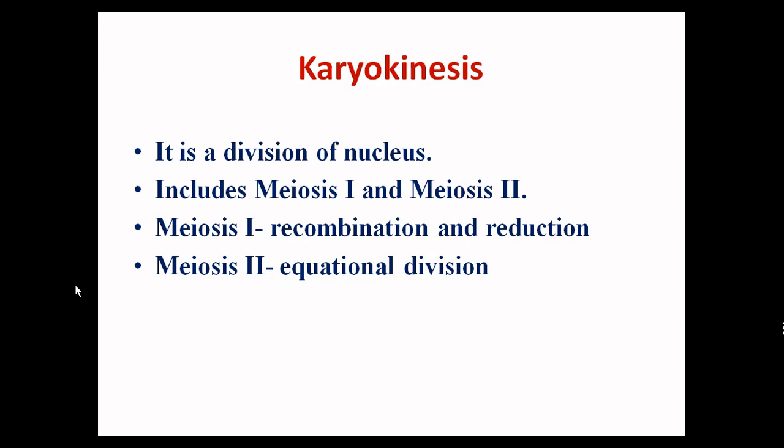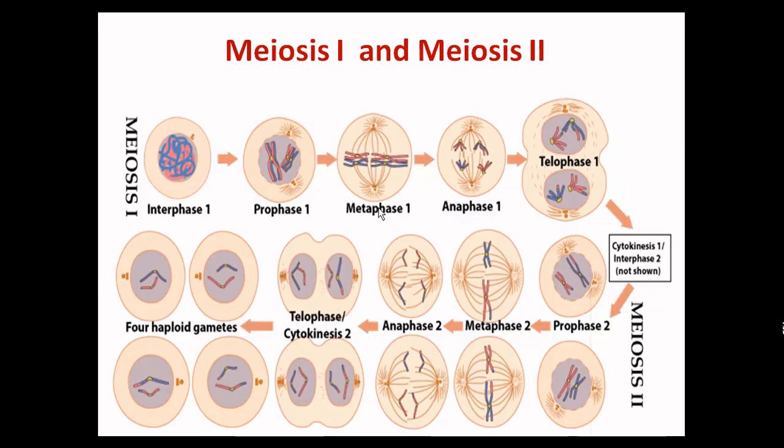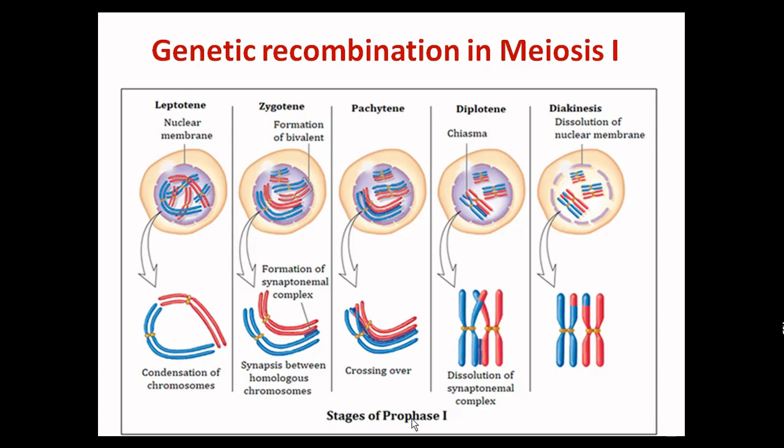Now let us see how meiosis occurs. Meiosis 1 is characterized by various phases like prophase 1, metaphase 1, anaphase 1 and telophase 1. Prophase 1 is further divided into subphases: leptotene, zygotene, pachytene, diplotene and diakinesis. In the leptotene stage, condensation of the chromosomes occurs. In zygotene, synapsis between the homologous chromosomes takes place.